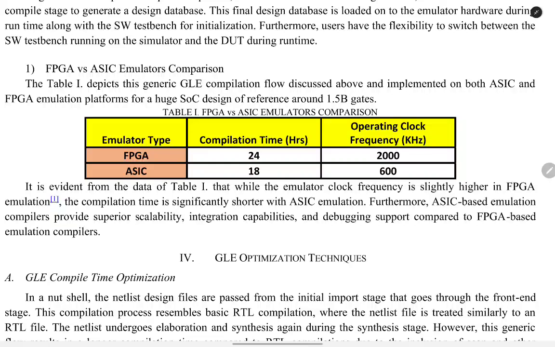Figure 1. Table 1. FPGA versus ASIC emulators comparison. Table 1 depicts the general GLE compilation flow discussed above, implemented on both ASIC and FPGA emulation platforms. A huge SoC design of around 1.5 billion gates is used as reference.